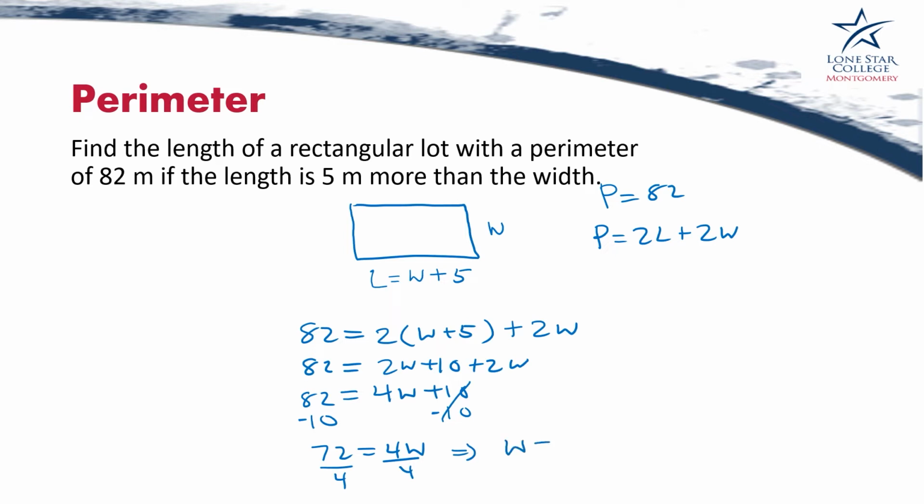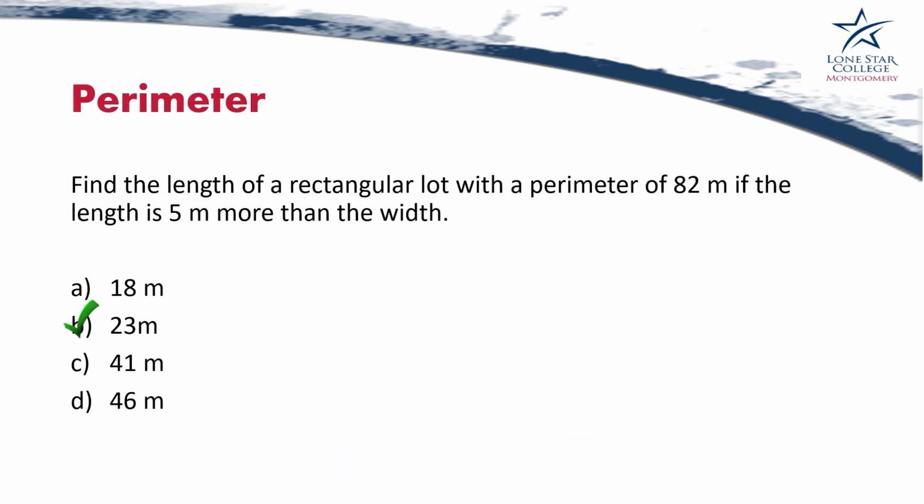The width is 18, but you always want to go back and see what the question is asking for. We found the width, but is it what it's asking? The question is to find the length of the rectangle. So we take this width and plug it into W plus 5 to find the length. 18 plus 5 gives you 23. So that is the actual answer we're looking for. The answer choice is B, which is 23.